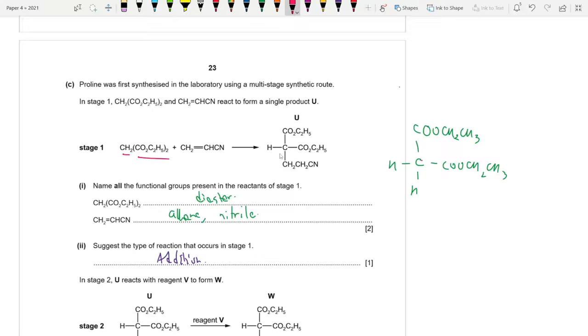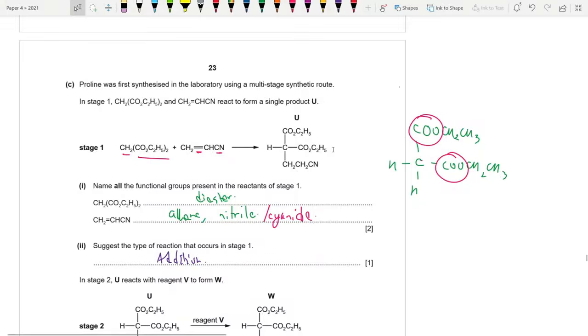Now the logic is, what are the compounds present? Clearly we have an ester group here. We have 2 esters, so we can call it a diester. Even if you didn't write di, you would still get full marks. You could just write ester. What about this compound? We have an alkene here and we have a nitrile group here. So alkene and nitrile. They accepted cyanide, but from 2022 onwards, they don't accept cyanide anymore. Call it nitrile, not cyanide. Now name the type of reaction that occurs in stage 1.